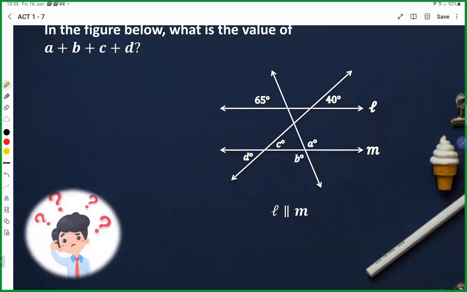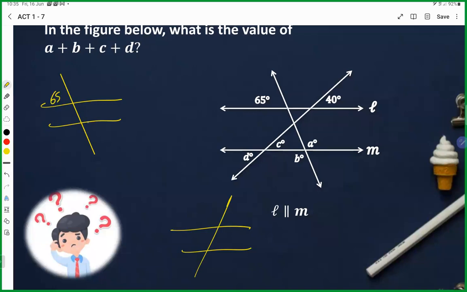The question asks that if I want to add A plus B plus C plus D, how do I solve such a question? You need to split the question into two different shapes. The first one involves this 65, and that's A and B, and the other one 40, and that's C and D. This is 65, corresponding angle. So angle B is equal to 180 minus 65, that's 115. So here also 115. So A and B are 115 each.